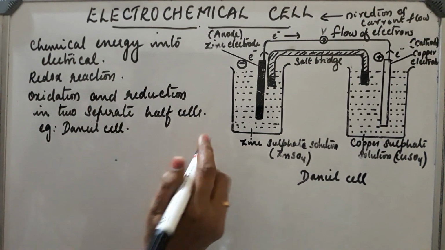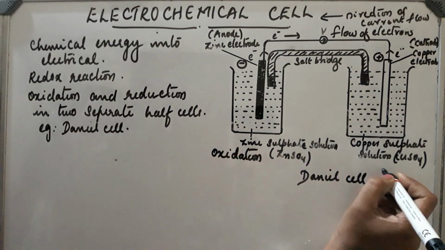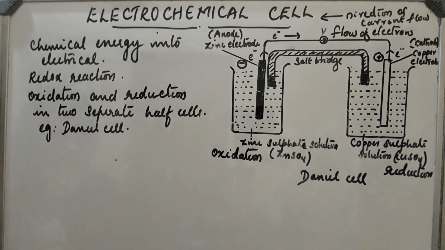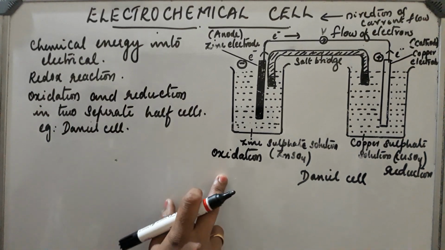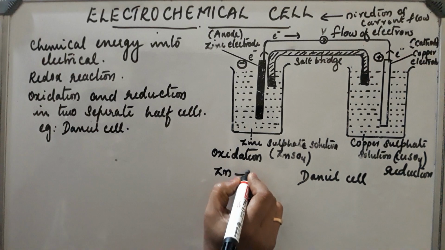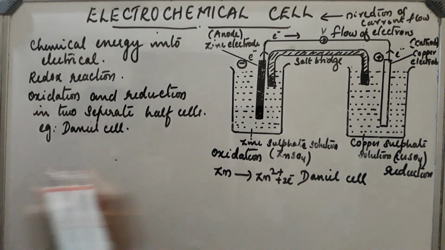So here the oxidation is taking place and here reduction is taking place, because zinc is having more tendency for oxidation. So oxidation is taking place here. What happens? Here zinc ionizes and forms Zn2+ and 2 electrons are produced.